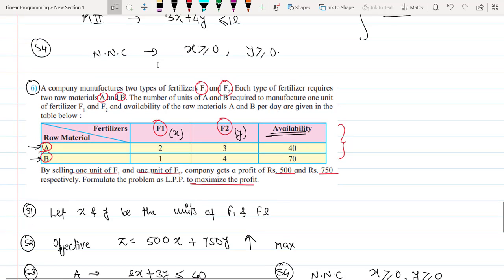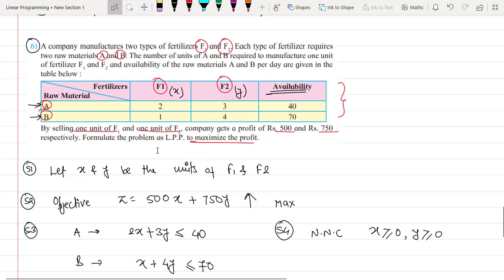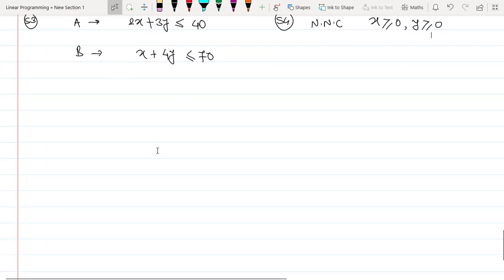Okay, so in this way we can formulate the given L.P.P. Great. Okay, so without any further delay, let's proceed to question number 7.